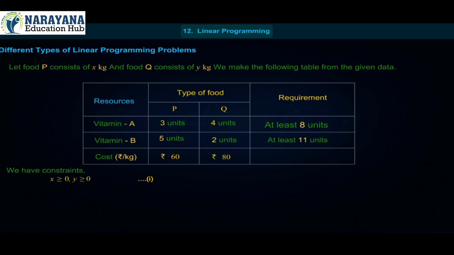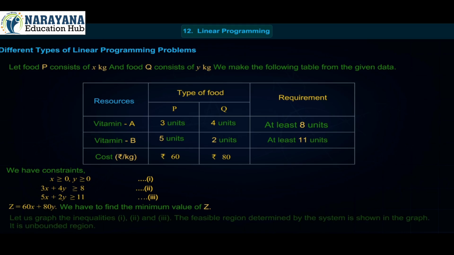We have constraints: x is greater than or equal to 0, y is greater than or equal to 0. Equation 1: 3x plus 4y is greater than or equal to 8. Equation 2: 5x plus 2y is greater than or equal to 11. Equation 3: Z equals 60x plus 80y. We have to find the minimum value of Z. Let us graph the inequalities 1, 2 and 3.